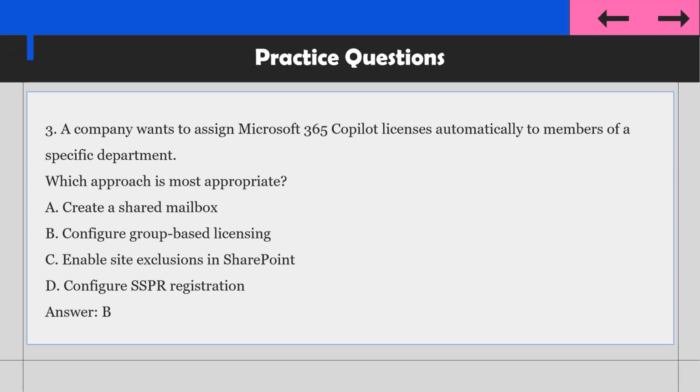3. A company wants to assign Microsoft 365 Copilot licenses automatically to members of a specific department. Which approach is most appropriate? A. Create a shared mailbox. B. Configure group-based licensing. C. Enable site exclusions in SharePoint. D. Configure SSPR registration. Answer. B.